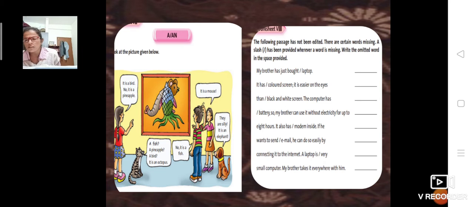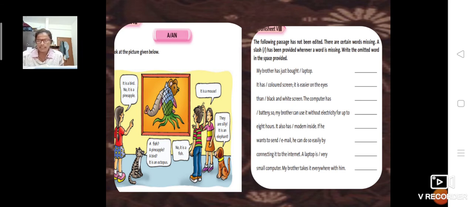It is a bird, no, it is a pineapple. So it's a confusing one, right? It's looking like an elephant, it's looking like a pineapple, it's looking like an octopus, it's looking like a fish. It has a different look, right, children? So she is saying that it is a bird. No, it is a pineapple. Then someone says a fish, a pineapple, a bird, it's an octopus, right? No, it is a fish, it's a mouse. Even you can see the mouse picture is also there. They are silly, it is an elephant, the dog says. See, they are just showing in what way this a and an is being used there.